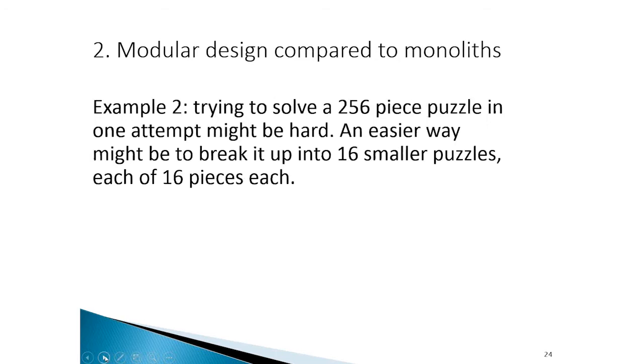The second example, and this might be a more accessible one, is that I think we can all imagine that trying to solve a 256-piece puzzle in one attempt might be really difficult. You've got all of these bits and pieces, and you're trying to figure out how they fit together. An easier way might be to break it up into 16 smaller puzzles, of 16 pieces each, so you can work on each individual subset.